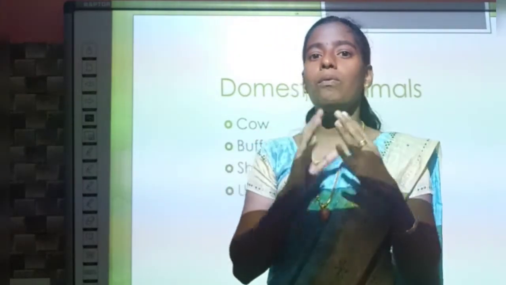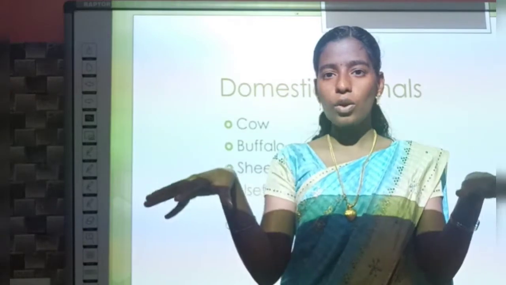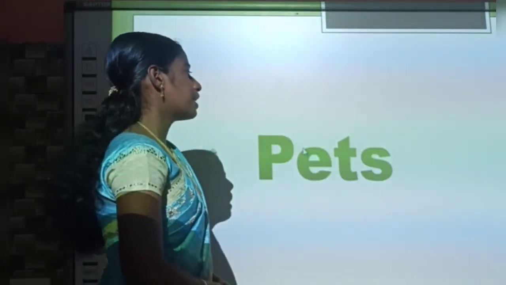So what are the two types of animals? Wild animals and domestic animals. Wild animals means when they live in the forest, they are called wild animals, and when they live in and around our locality, it is called domestic animals.